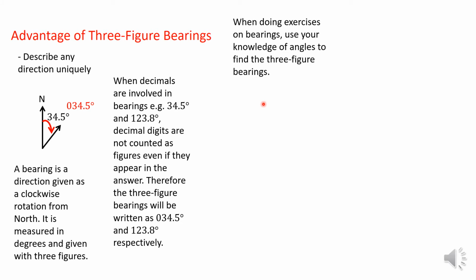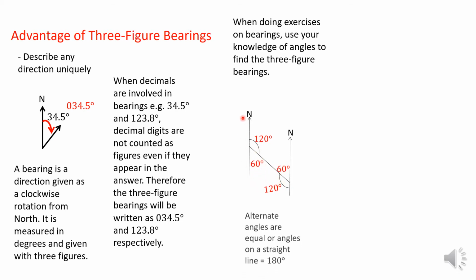Right, there are a few other things that you need to know when you are doing exercises that involve bearings. You need to remember some of your angle properties from grade 8 and 9 and lower grades. We have alternate angles. Alternate angles form like that Z. Alternate angles are equal. So these two will be 60 degrees, for example. Also, there is an angle on a straight line. If that is 120, then this one should be 60 because they add up to 180, since they're on a straight line.